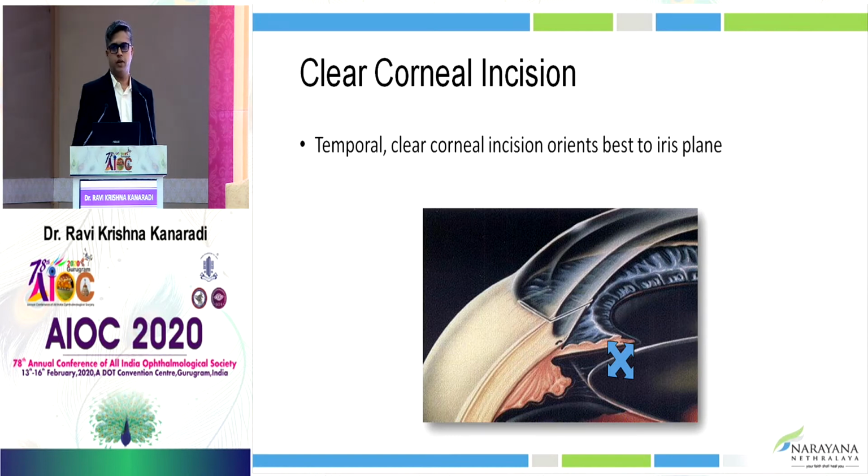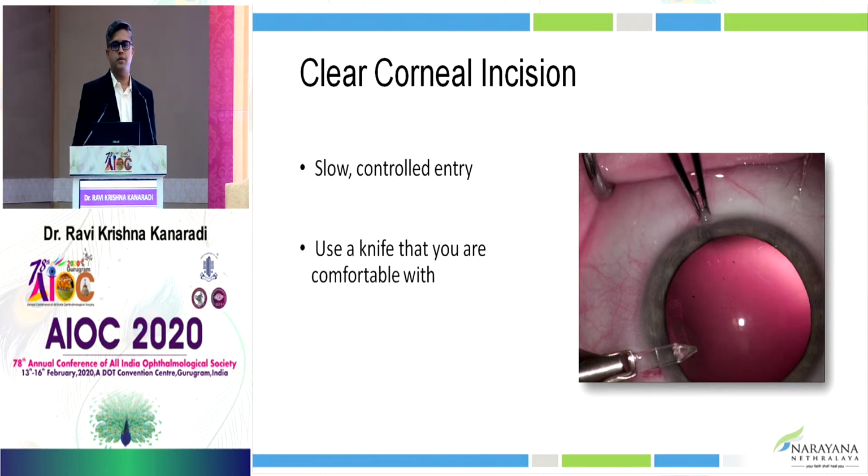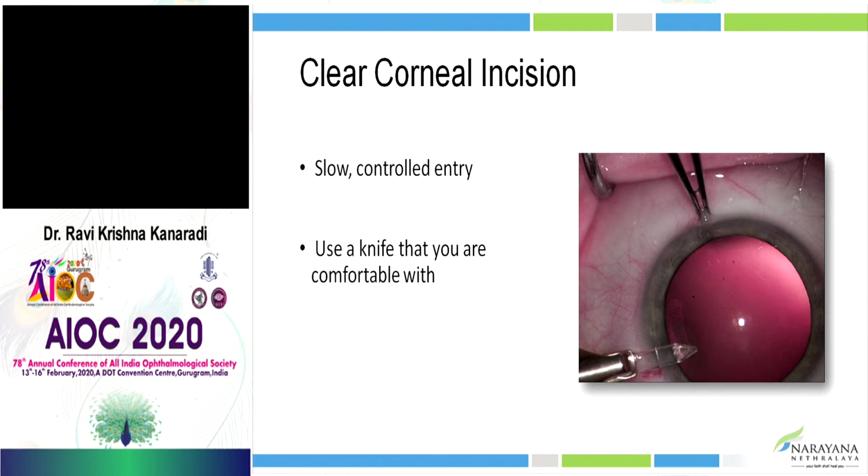Then the temporal clear corneal incision. All cataract surgeons know how to create this. It's better to do either 3 or 3.2, not to meddle with 2.8, and not to do the wound-assisted technique which we usually do with IOLs. It should be a slow and very controlled entry, and the blade should be very sharp. Don't try to do this incision with a blunt blade, because if you hit the lens, then a cataract will form and you will not be able to place the ICL. You may have to do cataract surgery later.